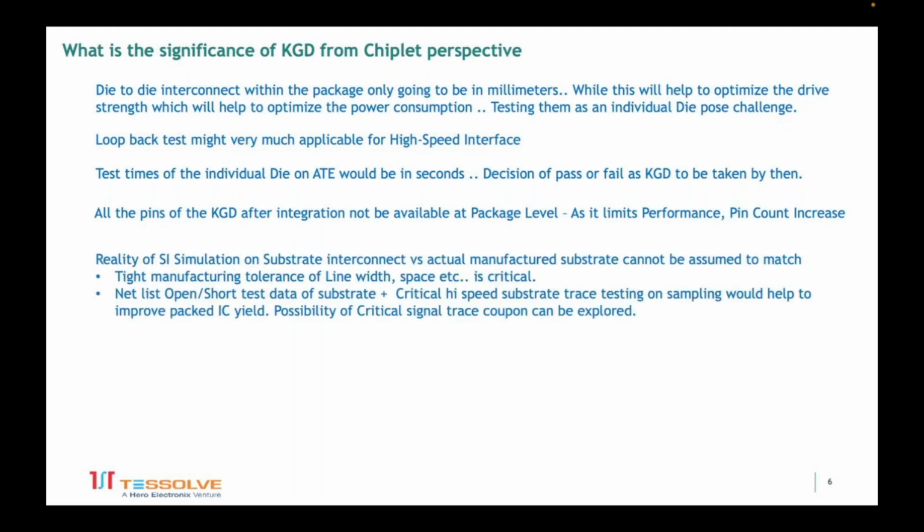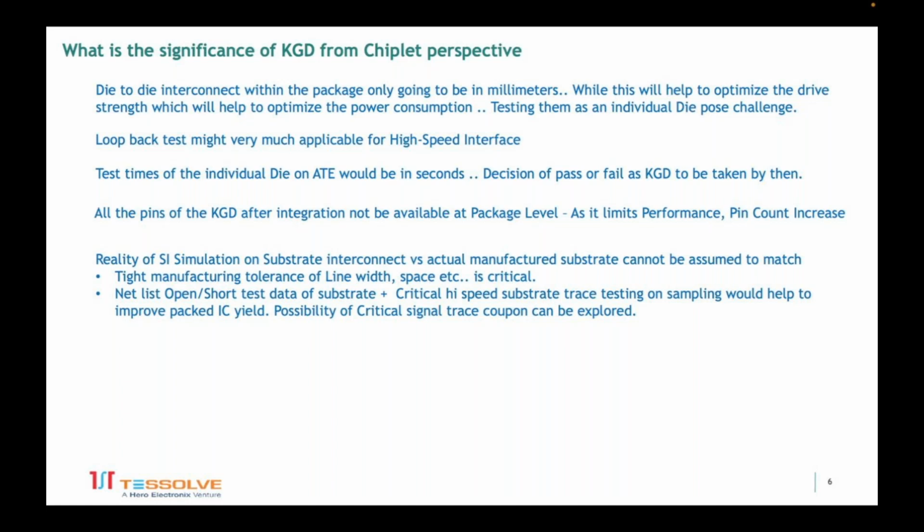Also, the reality of SI, and here when I say SI, it includes power integrity and signal integrity simulations that we might do on a substrate design, versus what is actually manufactured, cannot be assumed. The reason being the package cost and so many dies we are going to put in, and if there is an issue and we are not able to meet the performance, it is very critical. In other words, what we simulate in a package substrate needs to be verified, whether the manufactured substrate really behaves the same. A tight manufacturing tolerance, line width, spacing and other aspects are critical when you choose a substrate manufacturer.